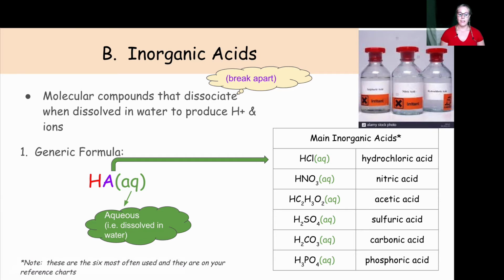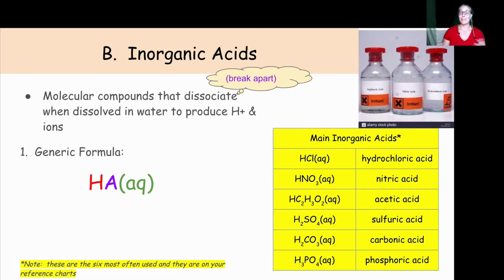What we can also see is that these are going to be on the back of the periodic table for you. So these are listed for you. They are the main inorganic acids. They're the ones that are used most often in chemistry, and we use most often in this class. So you don't have to memorize them, but you do need to be able to recognize them. So look at your periodic table reference table to see those and their names.